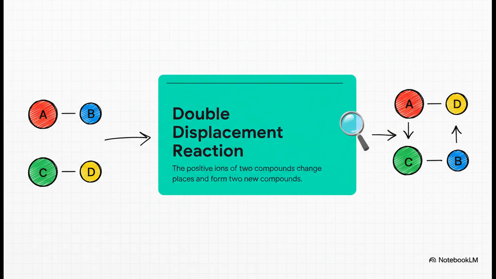So in a double displacement reaction, we start with two couples, AB and CD. The positive ions, that's usually the metals, A and C, they just switch places. So A ends up with D and C ends up with B.